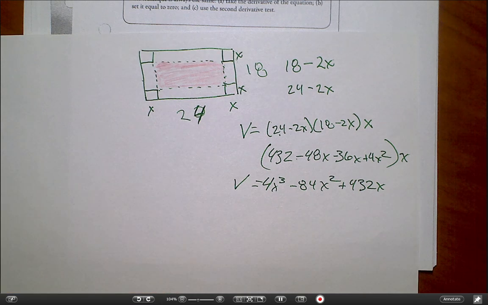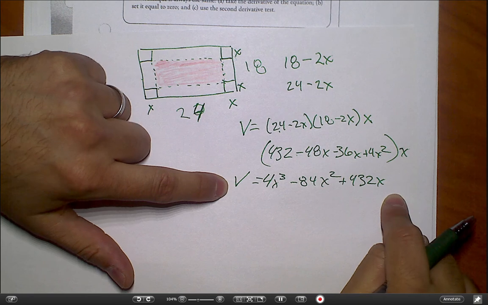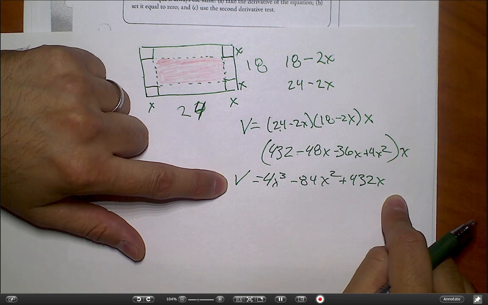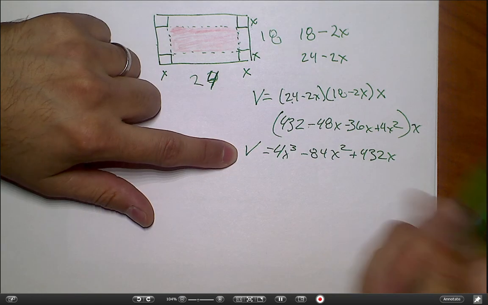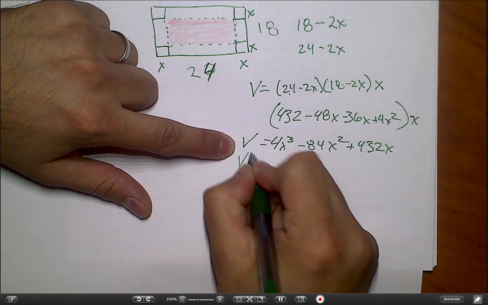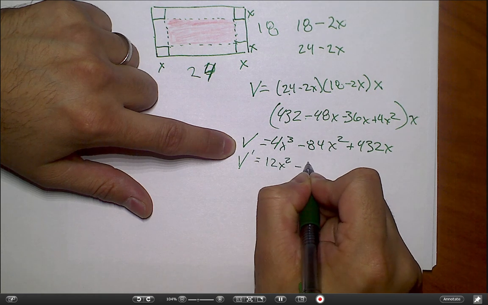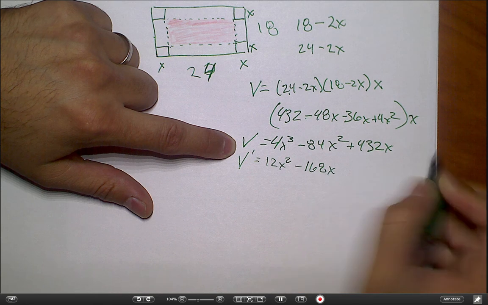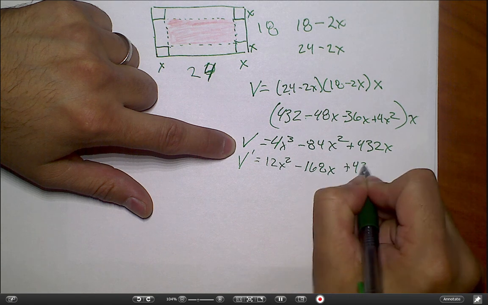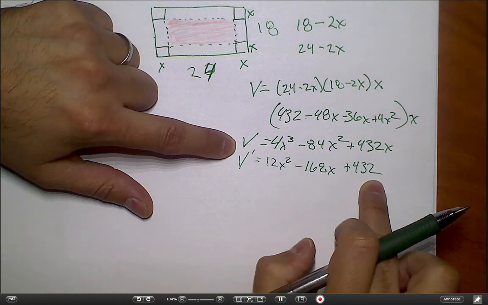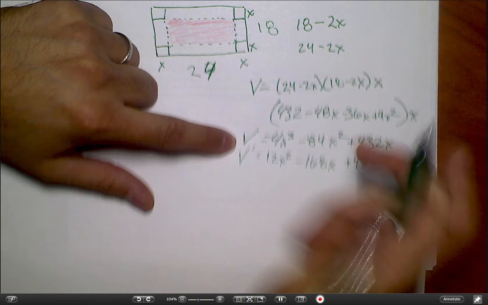I haven't done anything to my volume yet. All I did is get the equation to figure out the volume of this shape. So all I have to do is figure out what x's I'm going to have. That means I take the derivative of this nasty thing. V prime is equal to 12x squared minus 168x plus 432. That's my V prime. Set it equal to 0.